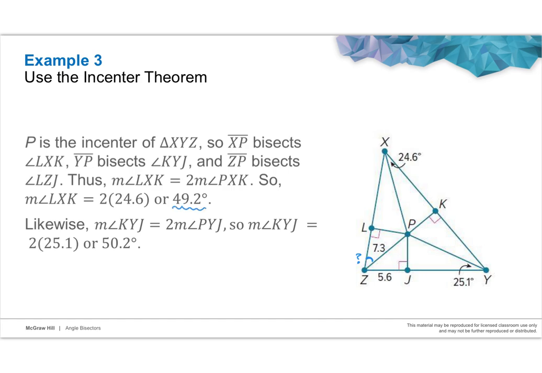In the same manner, we can take our 25.1 value, which is down here, as the measure of PYJ. And so two of those measures of angle PYJ are going to make up this bottom right-hand corner of triangle XYZ. And so the measure of KYJ is going to be twice that, 25.1, or 50.2. And notice I'm underlining those in two different ways. We'll see why as we continue to the rest of the problem.